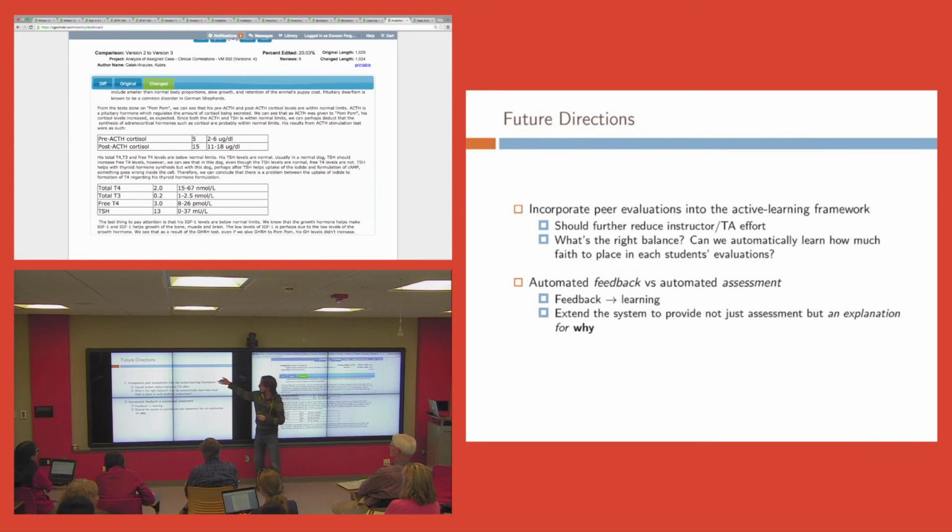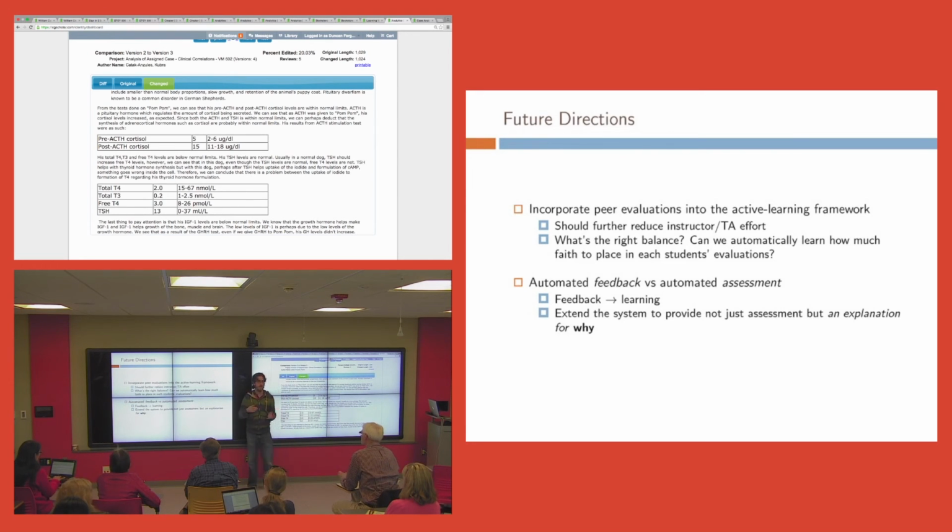So that's stuff we've done, and these are the directions we're going. I talked a lot about this. How do we incorporate peer evaluations? Scholar is providing an excellent platform for gathering all of this peer review data. How do we shovel that into the machine learning algorithm here to help us automatically assess things, or help assist us in assessing these things? It's not necessarily going to do the work for you, but it helps you do it. This should reduce the amount of effort we have to spend, but what's the right balance?